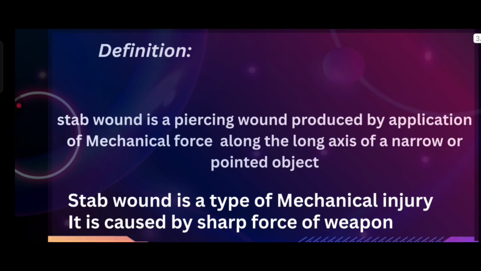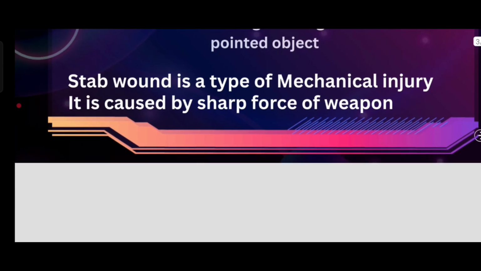Definition of stab wound. Stab wound is a piercing wound produced by application of mechanical force along with long axis of a narrow or pointed object. Stab wound is a type of mechanical injury. It is caused by sharp force of a weapon.